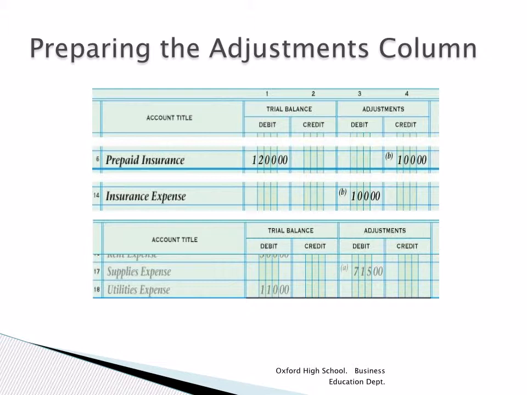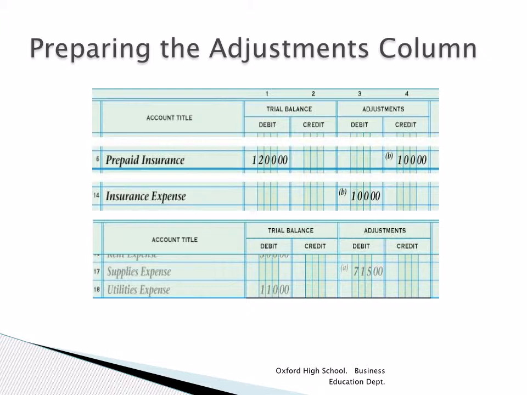Because what you do to prepaid insurance, you're going to do the same to supplies, although you don't see it here. The book will give you an end of the month amount. That amount is recorded in the balance sheet debit column. You have to figure out what the adjustment is, and whatever that number is, it's recorded in the credit column of the adjustments column.